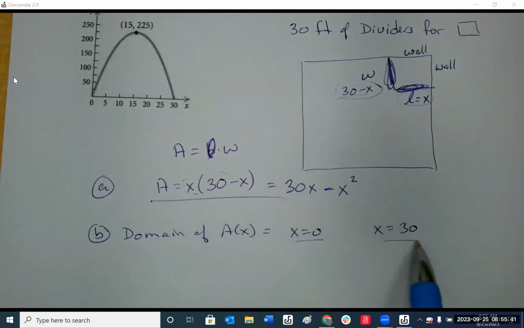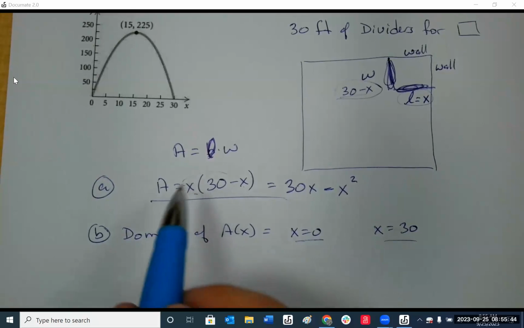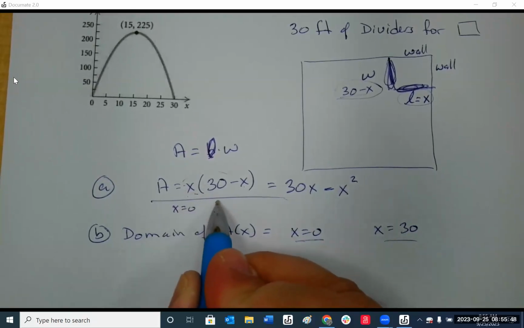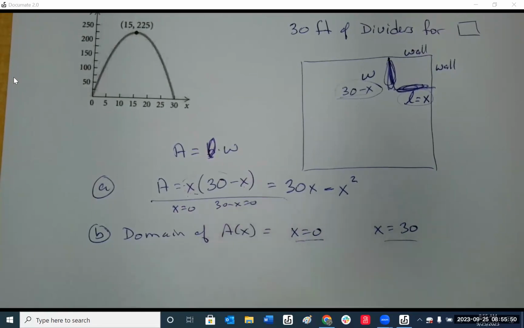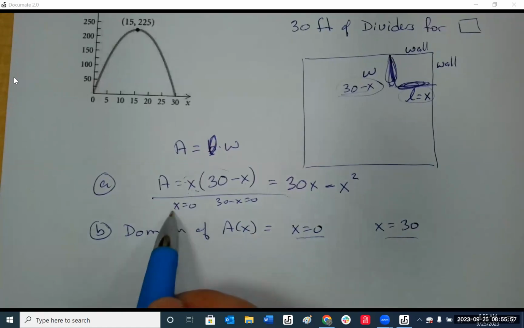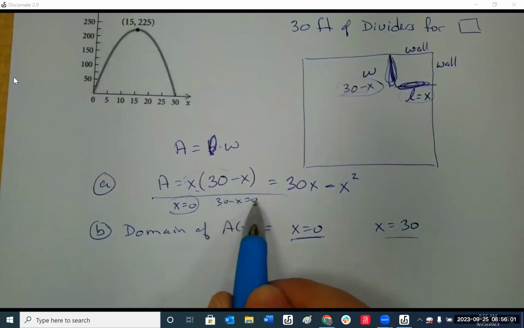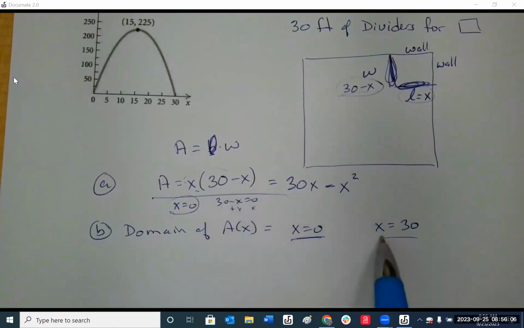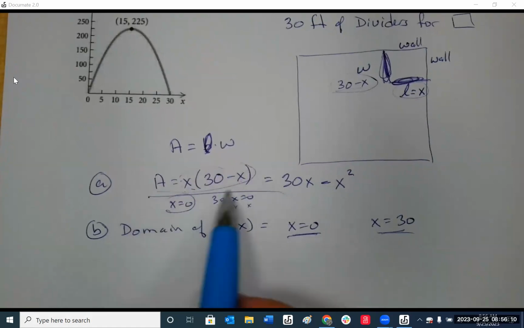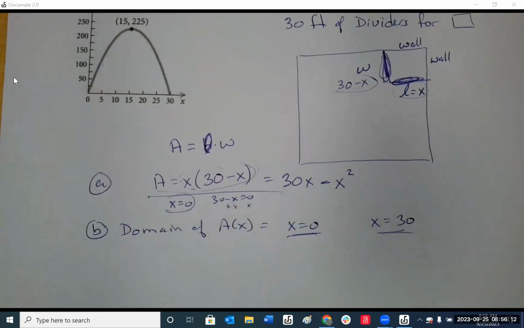You notice how these answers, if I take both of these factors and set them equal to 0, what do I get when I solve them? X equals 0, got that. 30 minus x equals 0, add x to both sides, so 30 equals x. We got our domain from our function. We set them equal to 0.